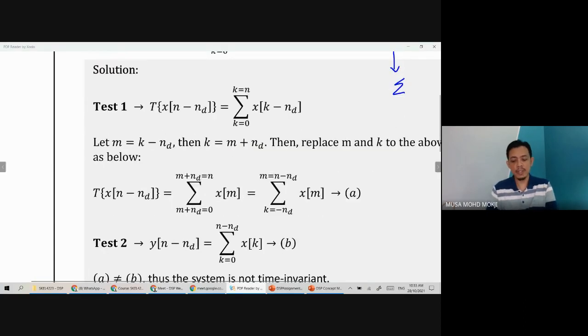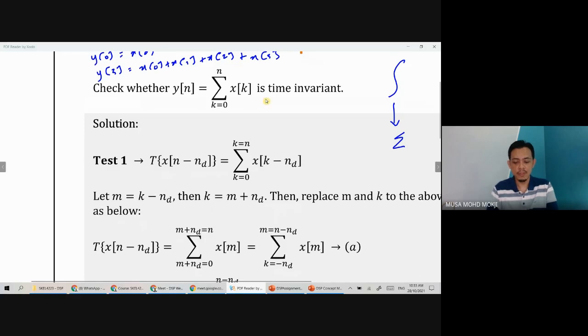So the first test will be T{x[n minus nd]}. What should we do here? Whatever is inside the time bracket, you need to remember that, you minus with nd. So what is the time bracket? This is our input, so this is the time bracket for the input signal. You're going to minus this k with nd here. Should we do something to this one? No need, because this is not within the time bracket.